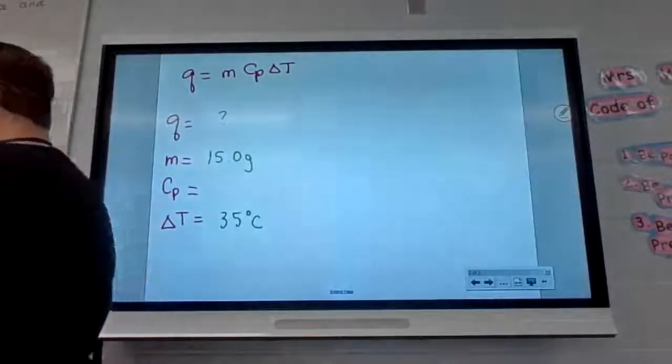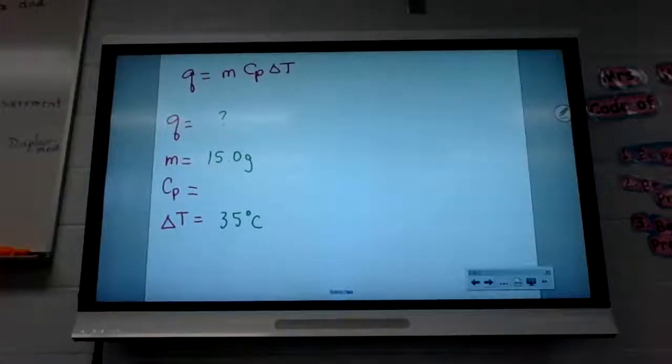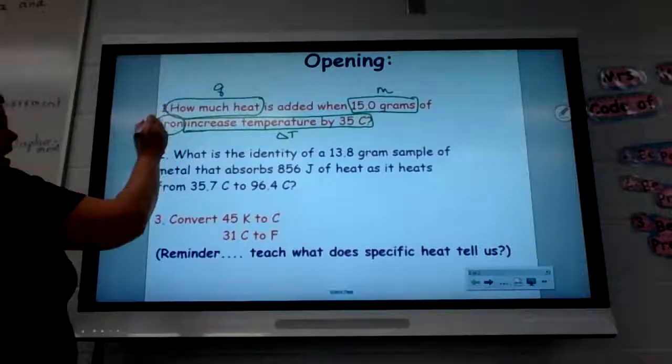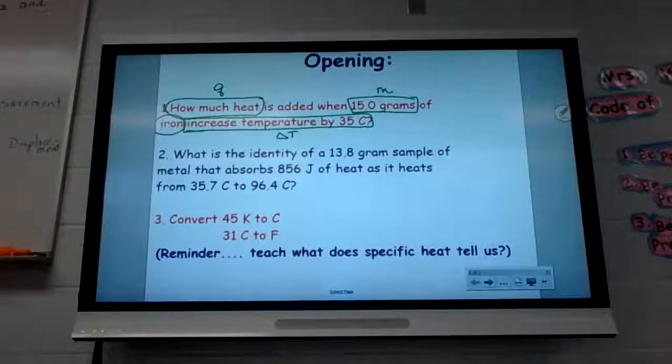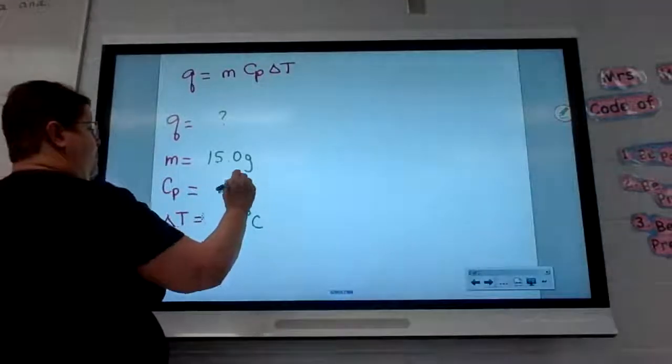Now, if you remember Friday, I told you delta T is always going to be the positive difference. So even if they give you 2 temperatures and you subtract, are you ever going to keep the negative sign? No, you're not. Now, we need a specific heat. They didn't give us a specific heat. So if we go back, what element did they give us? Iron. So if you look on your orange sheet, what's the specific heat of iron? 0.449, if my memory works.